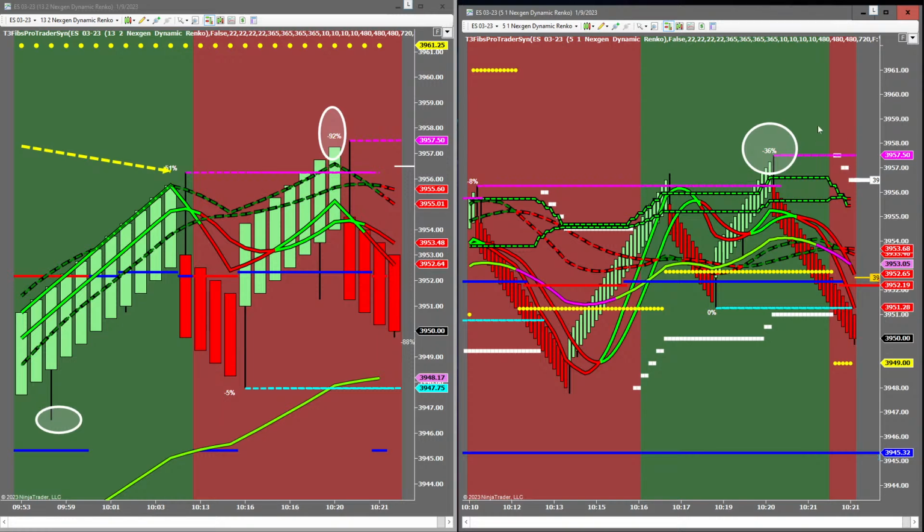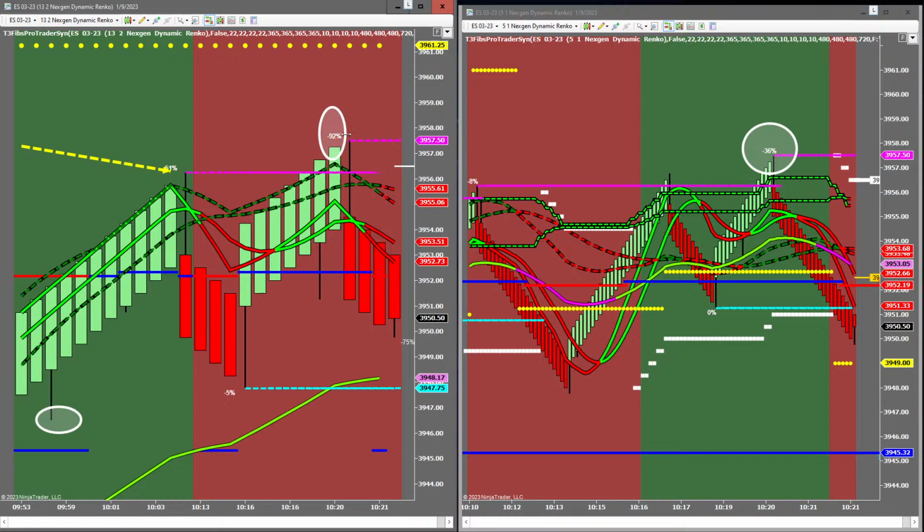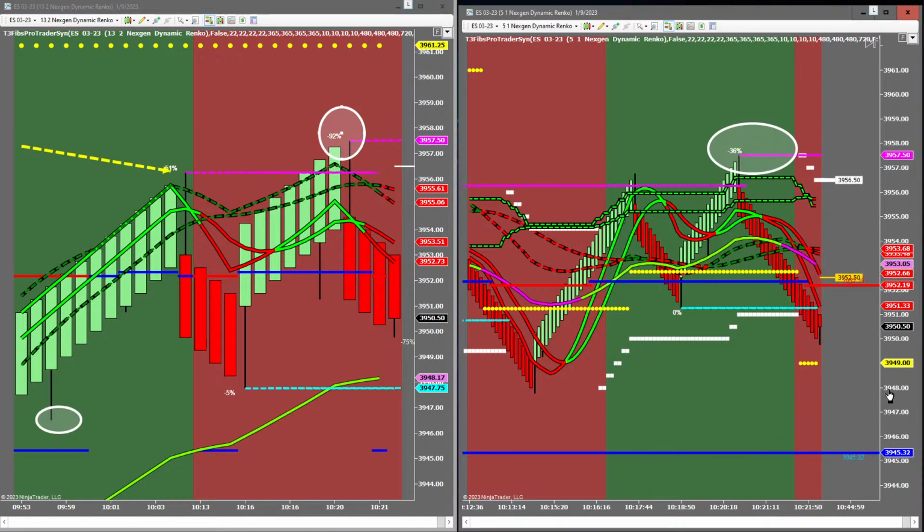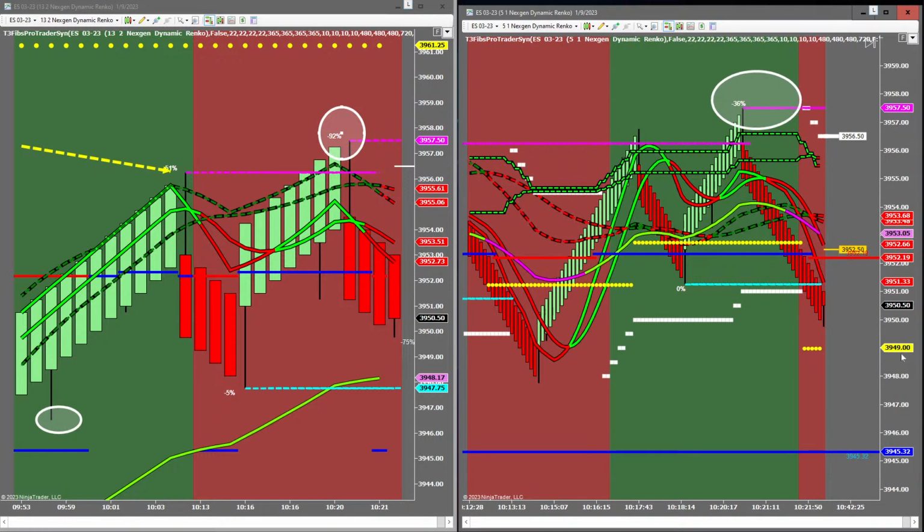But it's this divergence on the 5-1 chart that now agrees with what's happening at the pivot stop out over here. That's usually the precursor to a good top and then some type of pullback that takes us down to the lower levels.